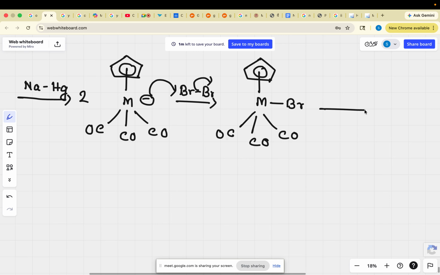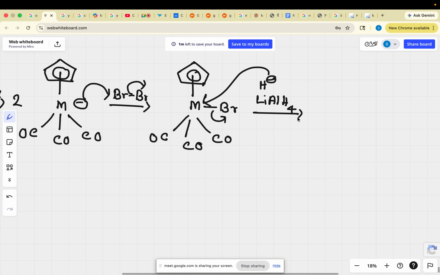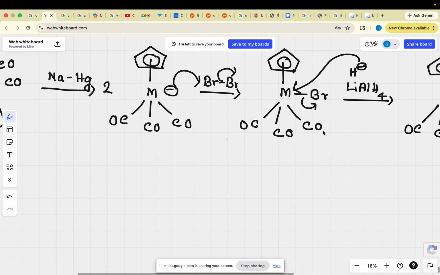If I give here lithium aluminum hydride, what will happen at that time? In presence of lithium aluminum hydride, H minus will attack on the metal center, bromine will leave. So basically you have cyclopentadienyl ring, you have metal center, hydrogen is there, and here you are getting 3 carbonyl.